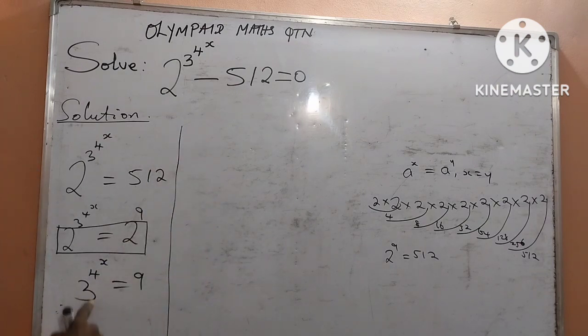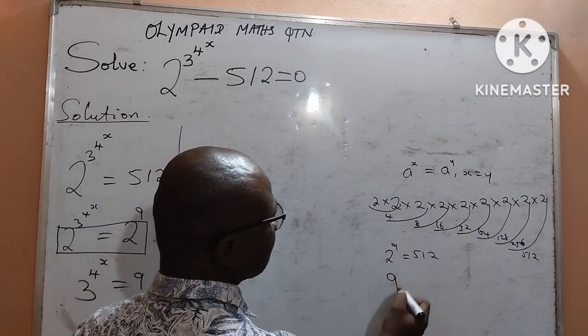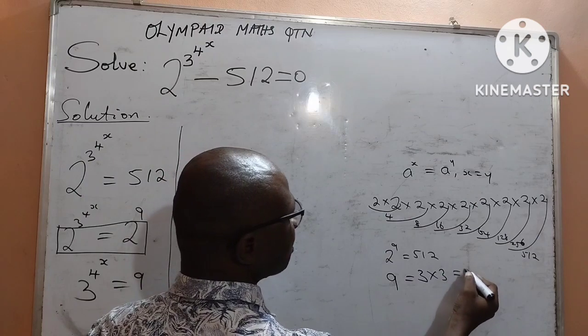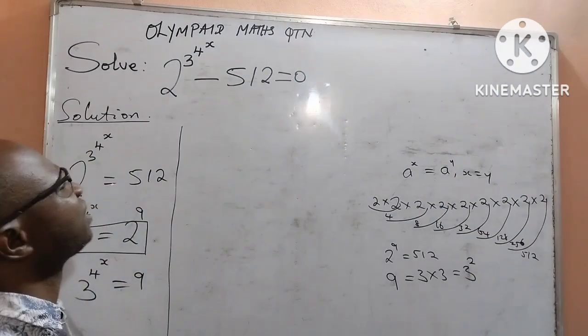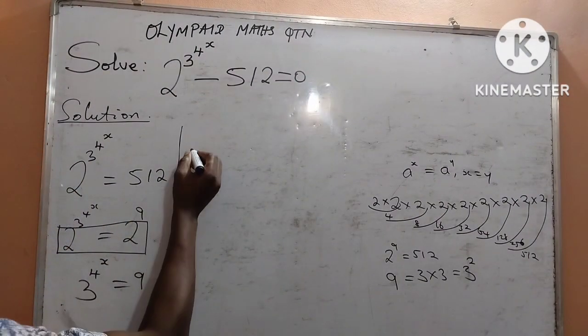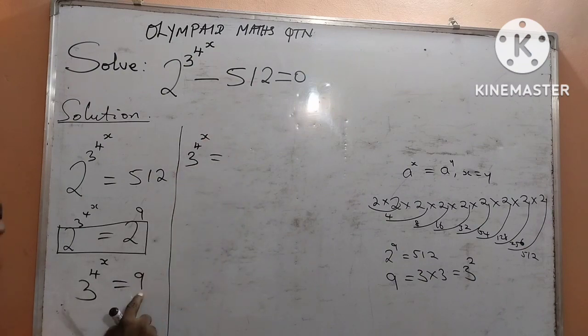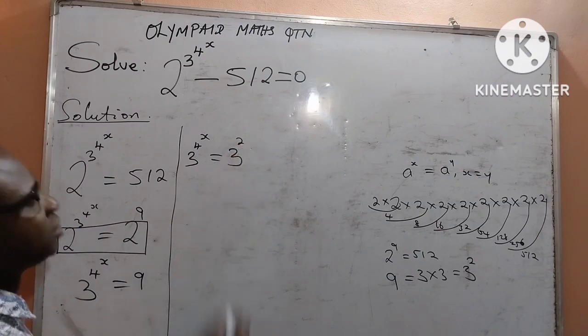Now that I have 3 to the power of 4 to the power of x equal to 9, the base here currently is 3. So I want to write my 9 in base 3. And 9 in base 3 is the same thing as 3 times 3, which is equal to 3 to the power 2. So by the left I have 3 raised to 4 raised to x, and my 9 now can be written as 3 raised to power 2.